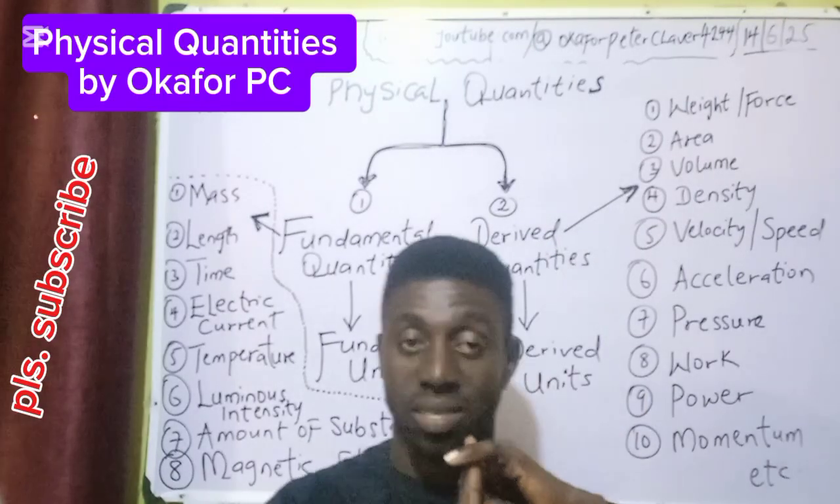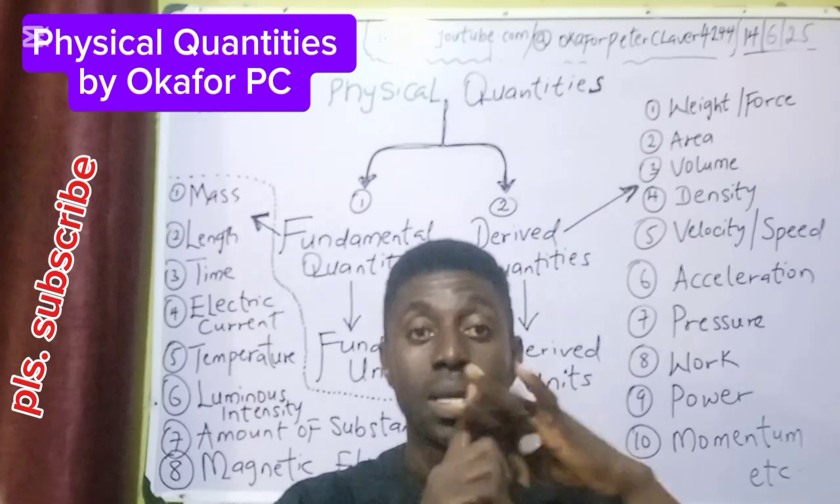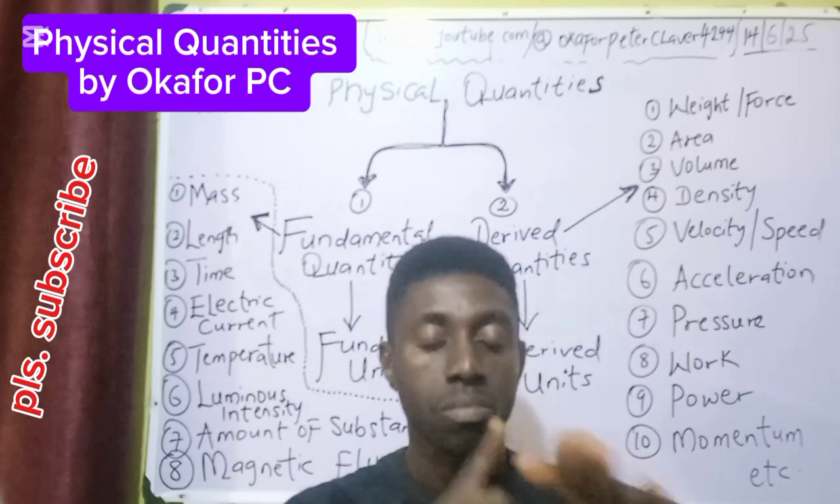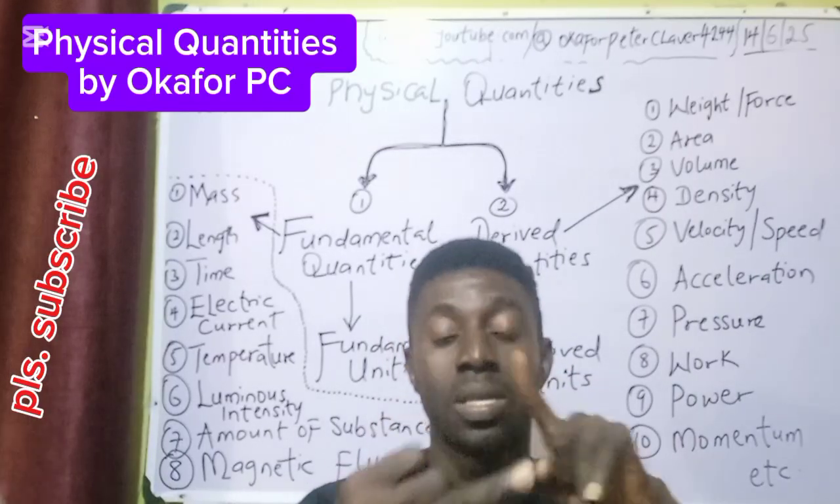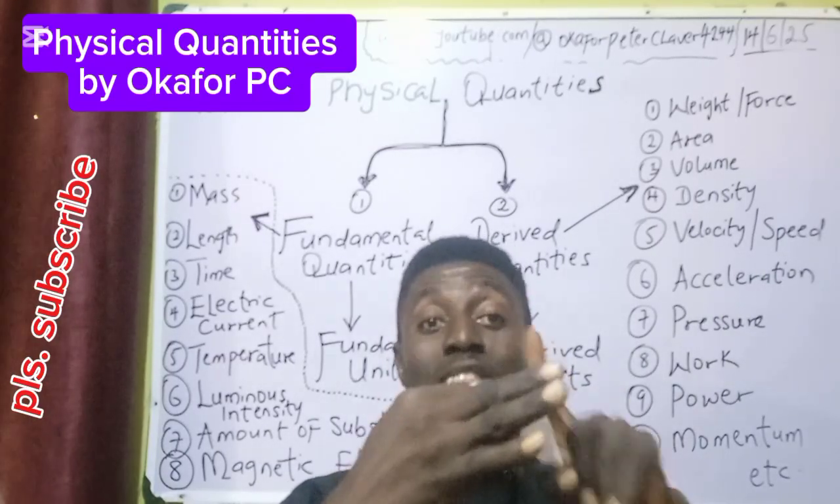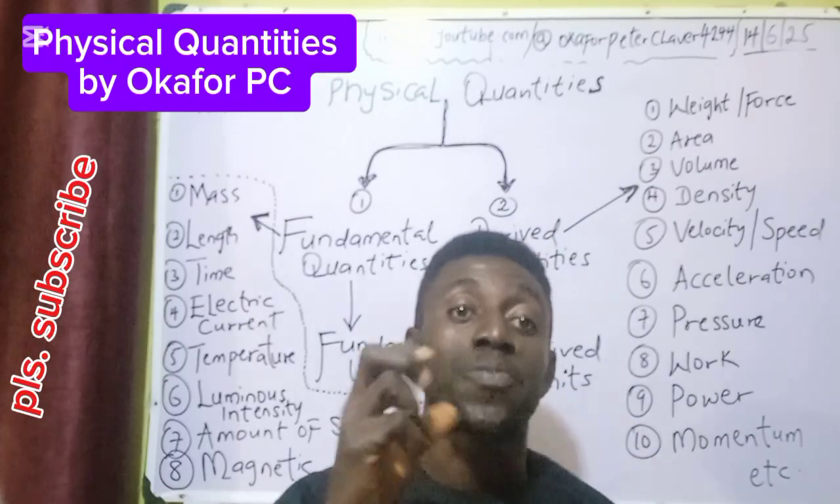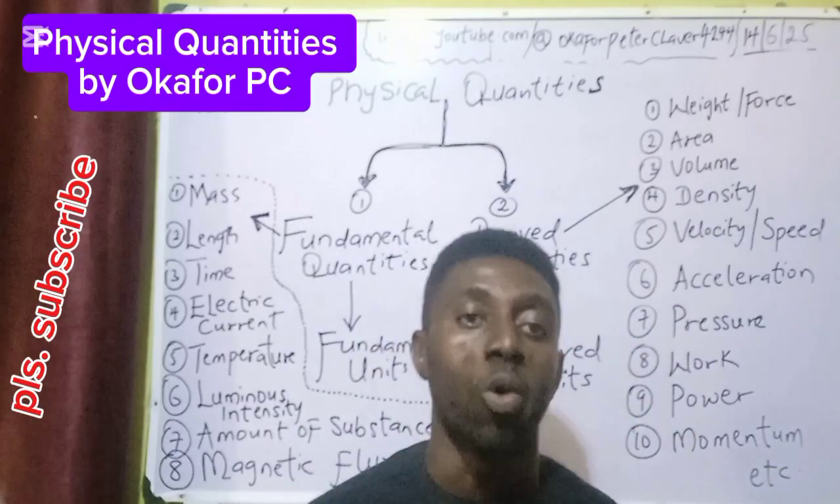Number one, mass, length, time, luminous intensity, electric currents, magnetic flux, amount of substance, temperature. We don't mind the order, although we give special preference to the first three: mass, length, and time. With time, you will know.